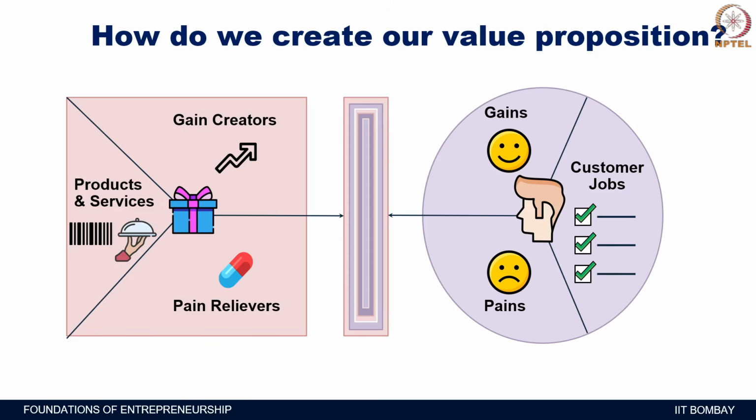So here is the app taxi service which said, we will give you a car or an auto available on call. All you have to do is use an app. So I had a big pain and this was a pain reliever. What is a gain? A gain is something which is not a problem, but it would be nice to have.